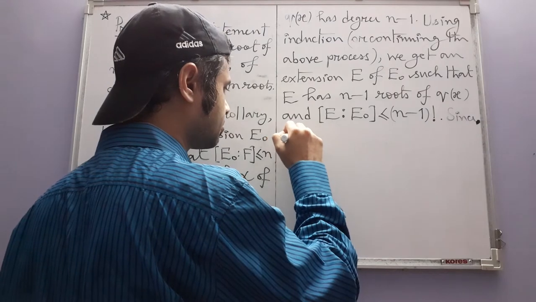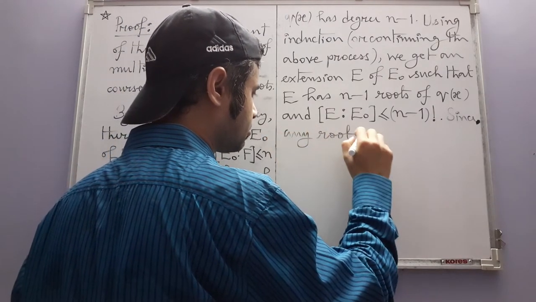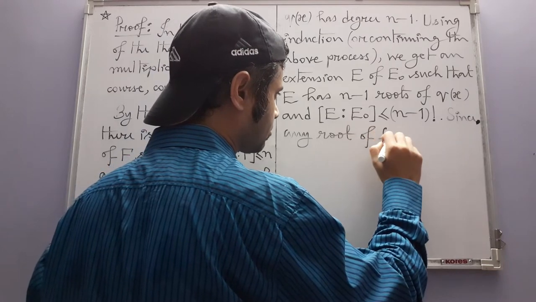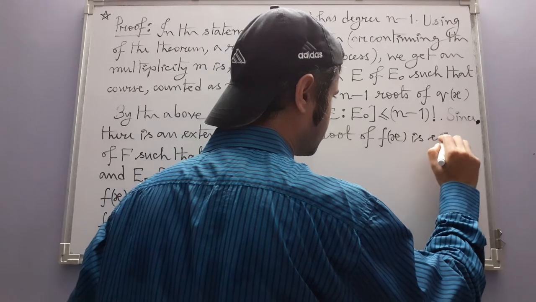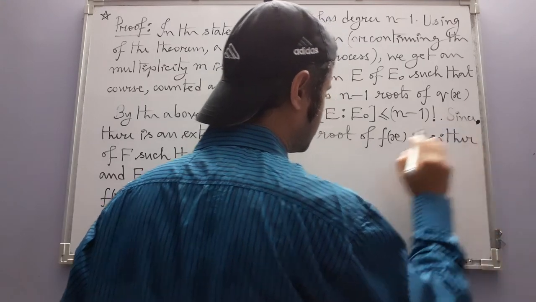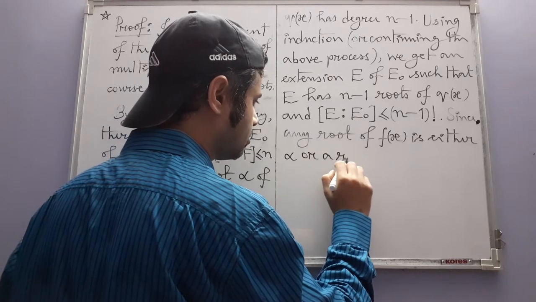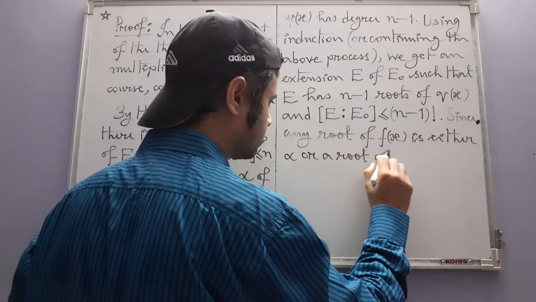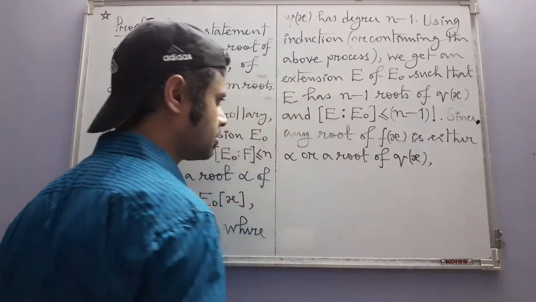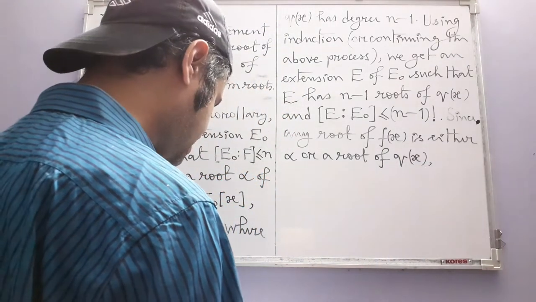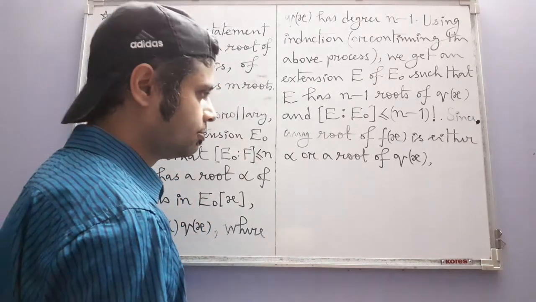Since any root of f(x) is either alpha or a root of q(x), E has n roots. We obtain in E all n roots of f(x).